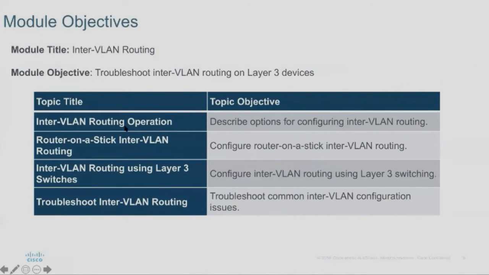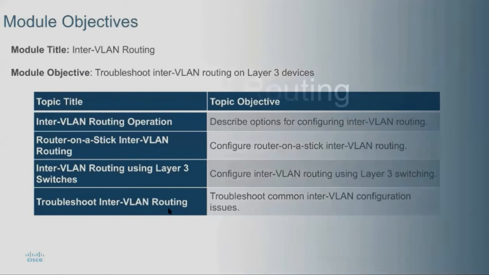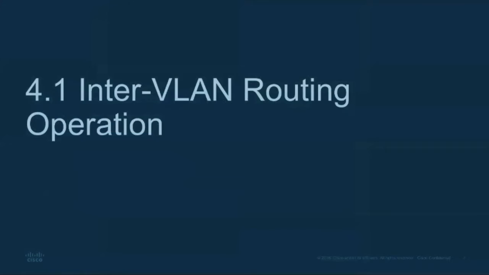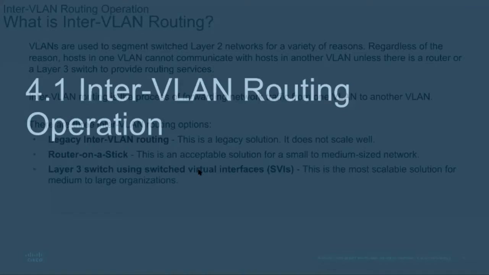In this chapter, we will be covering various inter-VLAN routing operations, focusing on describing the options for configuring inter-VLAN routing. We will also be learning about router on a stick inter-VLAN routing and inter-VLAN routing using layer 3 switches. So we know that there can be two intermediary devices. One of them is router, another one is switch. So we will see how we can do inter-VLAN routing using that router or a switch. And finally, we will be learning about troubleshooting the inter-VLAN routing.